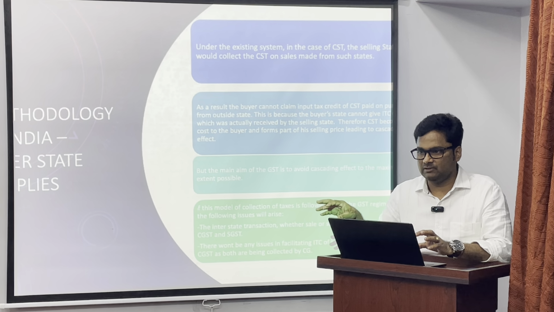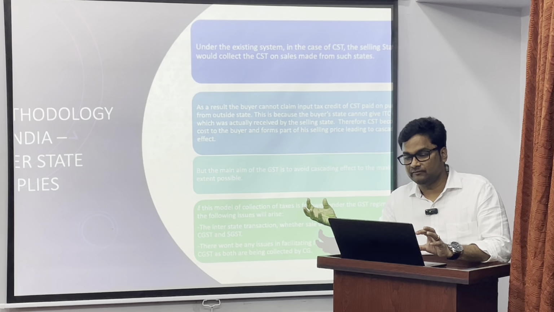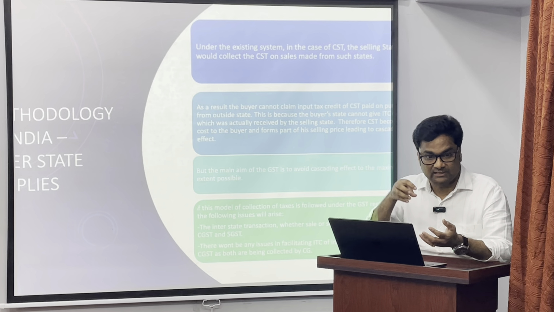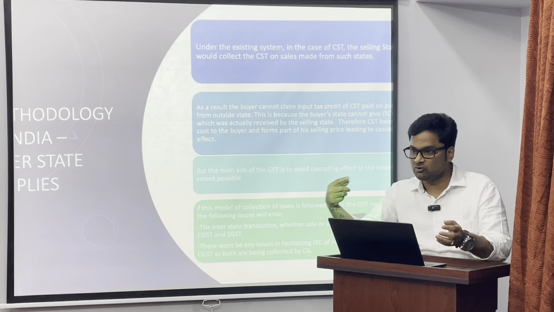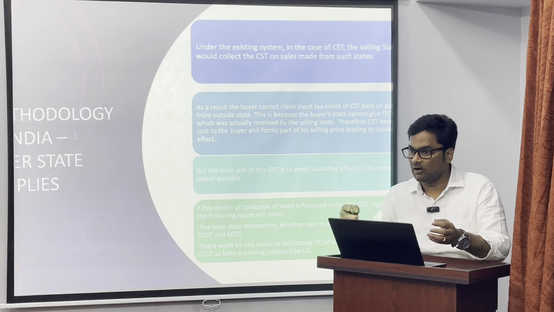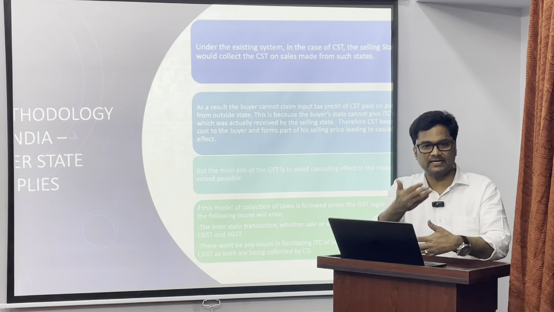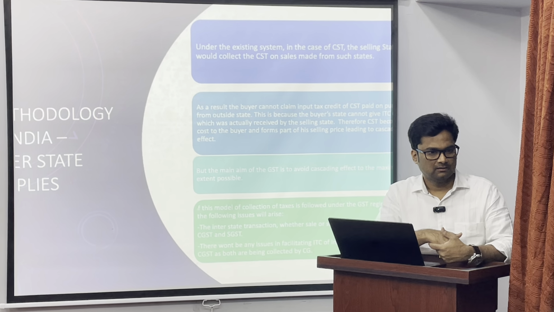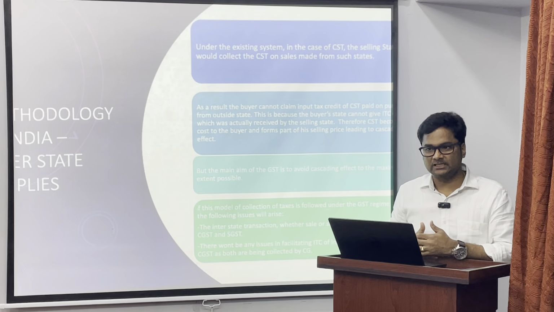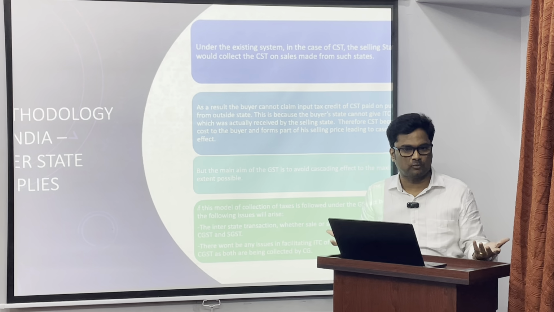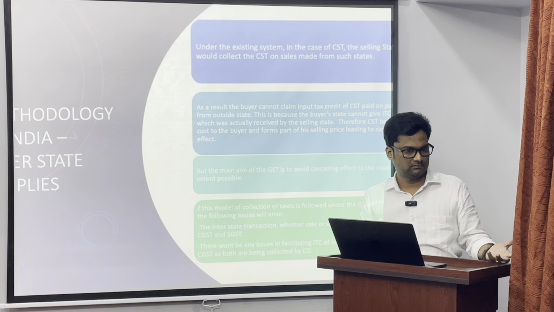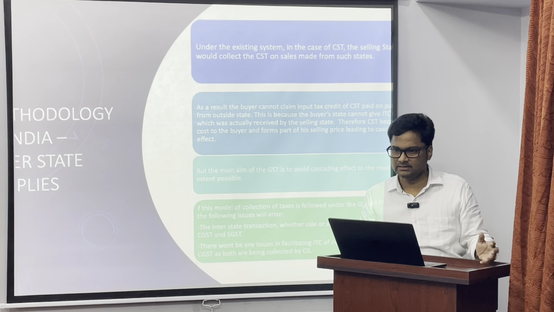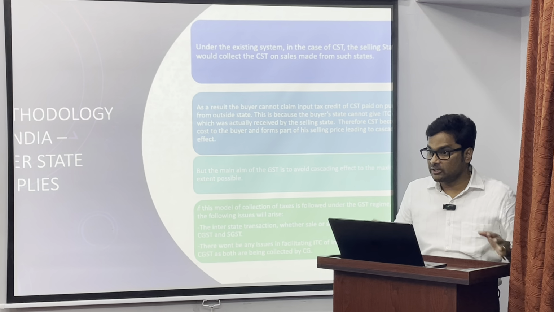Whatever may be, output tax will be there. The output tax will be levied on his selling price, which includes CST. That means you are calculating output tax on input tax also. Again, cascading effect. Now, if the same system is followed now also, there is no point in introducing GST. Correct? Is there any point in introducing GST? So it should not happen.